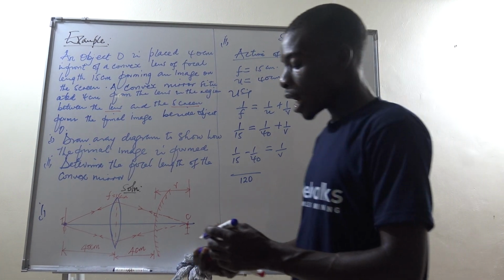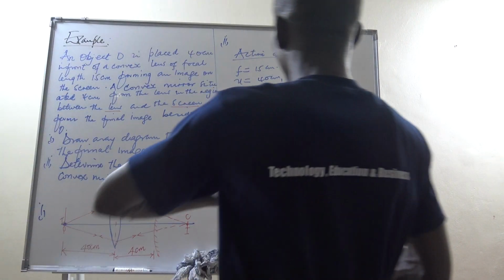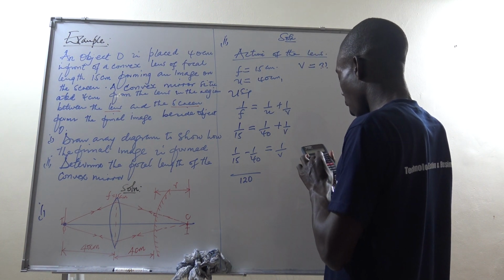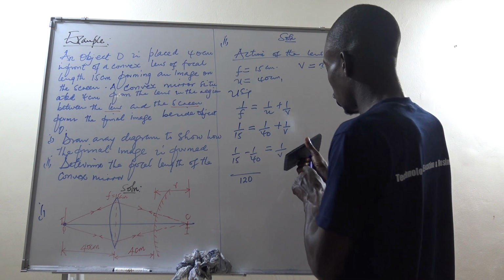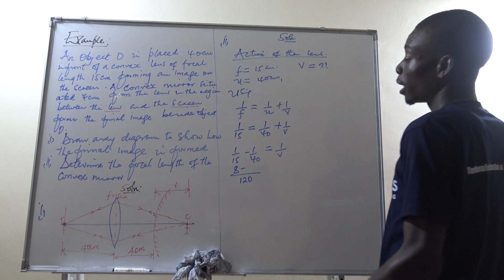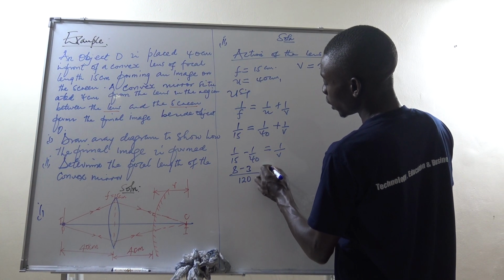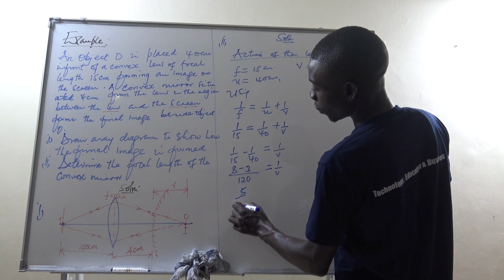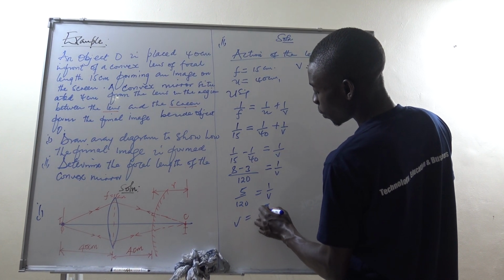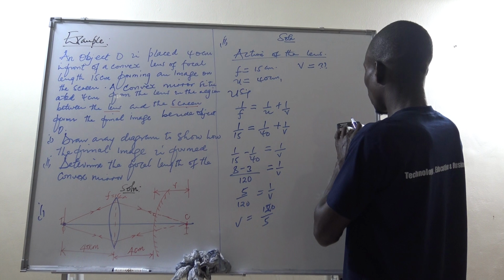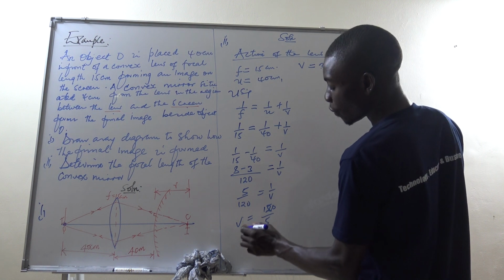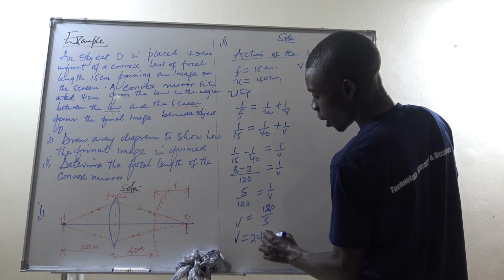LCM is it? 120. So what is 120 divided by 15? That is 8. So you write here 8 minus 120 divided by 40, that will be 3, equaling 1 over V. That is 5 over 120 equaling 1 over V. And V equals 120 divided by 5. What is 120 divided by 5? That is 24. So V equals 24 centimeters.